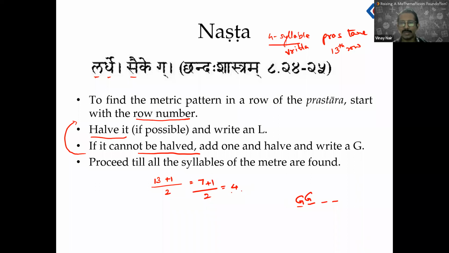Again ask, can 4 be half? Divided by 2, which is 2. So when it can be half, you place an L. And 2, when it can be half, you place an L. You can check, is the 13th row Guru Guru Lagu Lagu? Yes, sir.